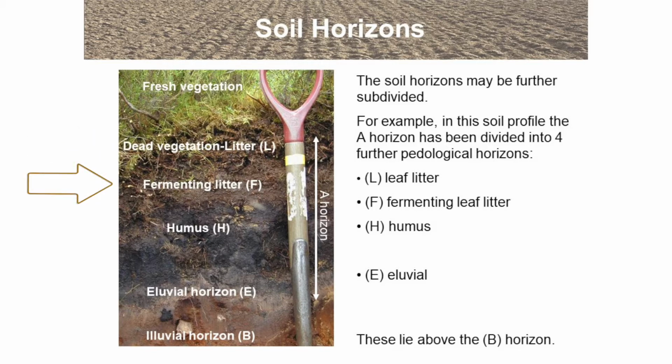Then the F horizon is below that, which consists of fermenting leaf litter. Below this is the H, or humus horizon. Humus is the well-decomposed organic material which tends to be very dark in colour and has very little structure to it, what we term amorphous.